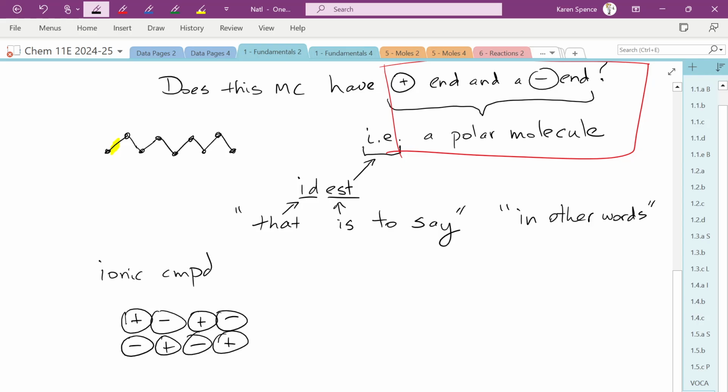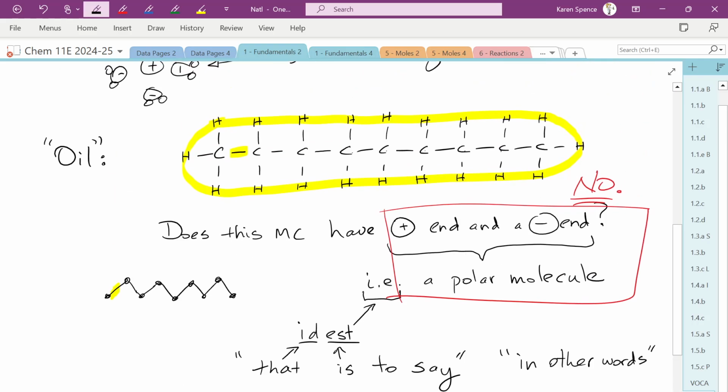So for carbon, does it have a covalent bond? Hydrogen and carbon are both nonmetals, so they have a covalent bond. Did that answer your question? Yeah? Cool.